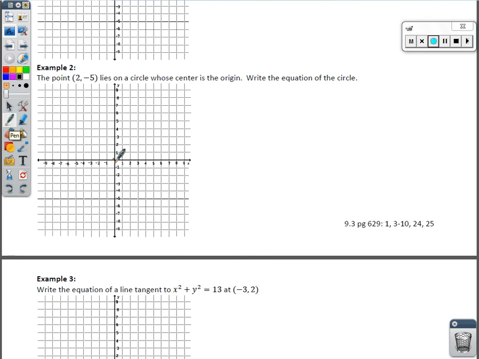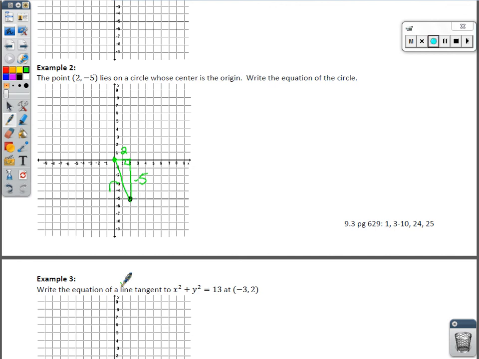All right, let's take the point 2, negative 5. That's right here. And we have that on a circle that is centered at the origin. And we want to know the equation of that circle. Well, let's make a right triangle. From the origin, we have some x value here, which in this case is 2. Some y value here, which in this case is negative 5. And then we have the hypotenuse, which would be the radius of the circle. I'm going to call that r.